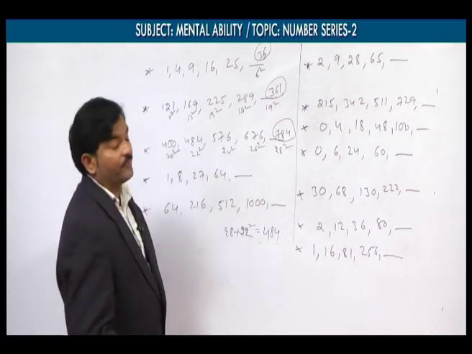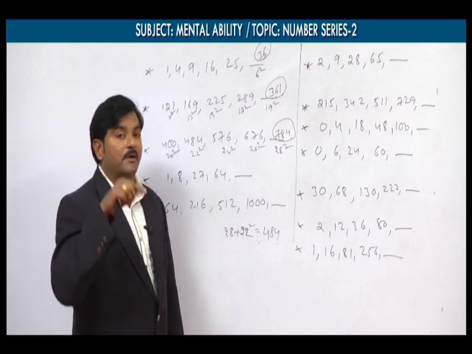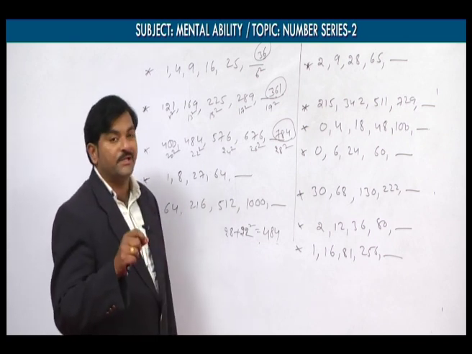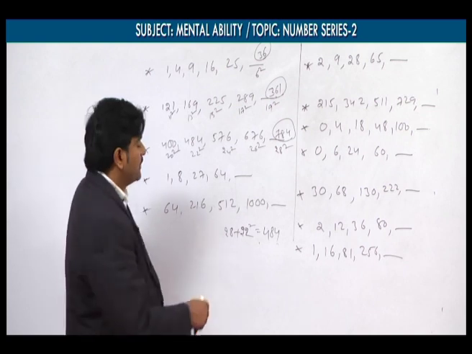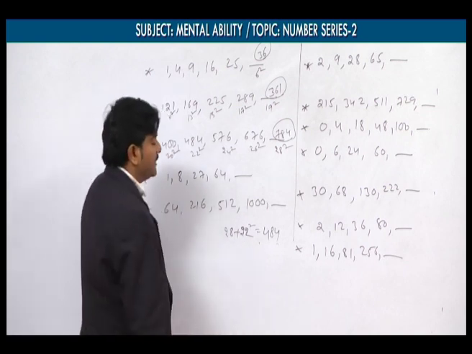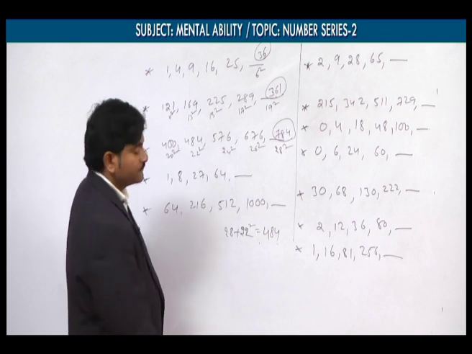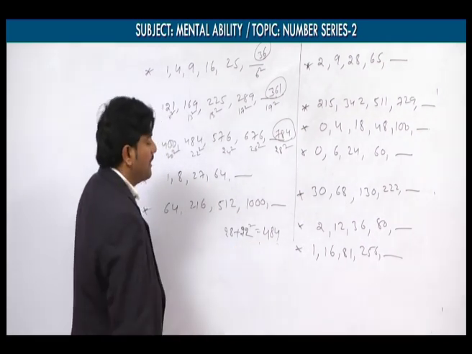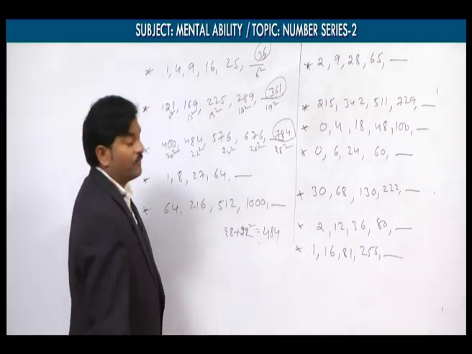28. We have to find out 28 square. That model we have seen. How much we need to add to get 50? 28 plus 22, how much are you getting? 50. Now the square of this 22. 22 square is equal to 484.